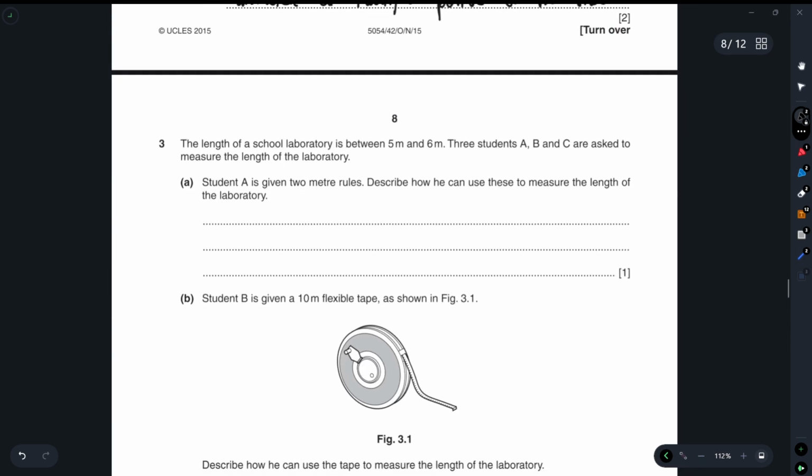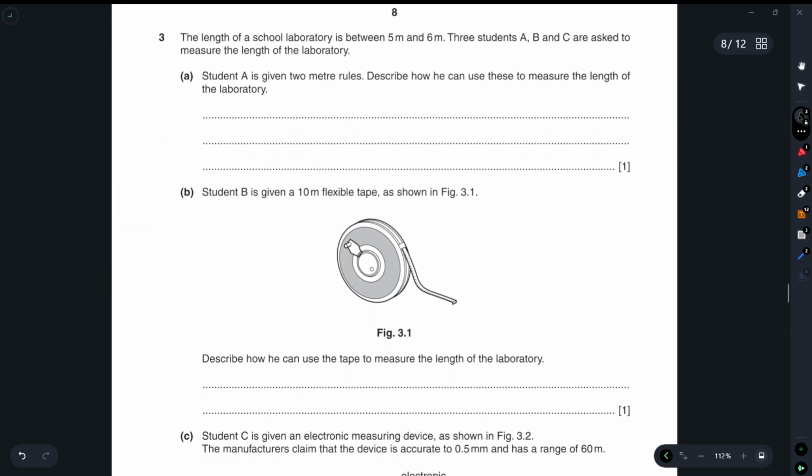Okay. So next the question says the length of a school lab is between 5 and 6 meters. Three students A, B, C are asked to measure the length of the lab. Student A is given 2 meter rules. Describe how A can use them to measure the length.